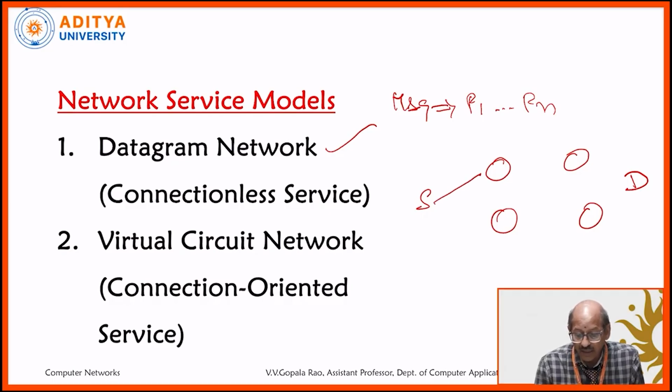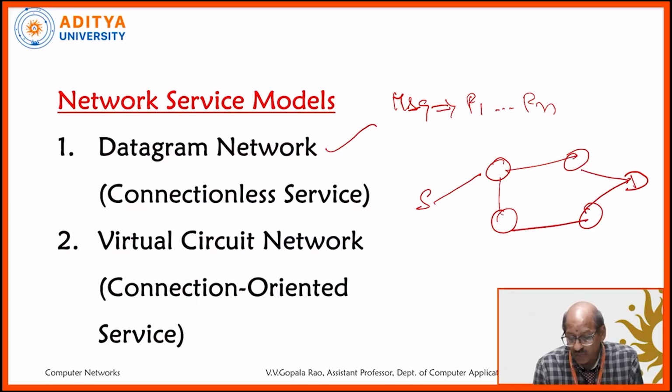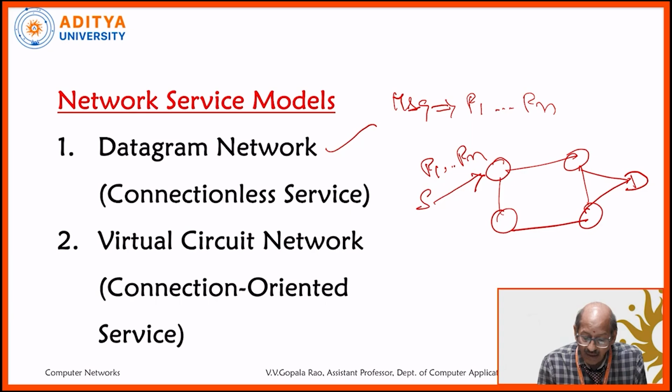P1 is traveling in this network, it follows different routes. So, the packet can reach the destination from the source. All the packets P1 to Pn can travel in different directions, and finally they can reach the destination. This is called a connectionless service. That means there is no guarantee that all packets will travel in the same route.